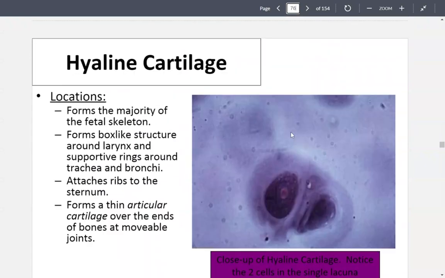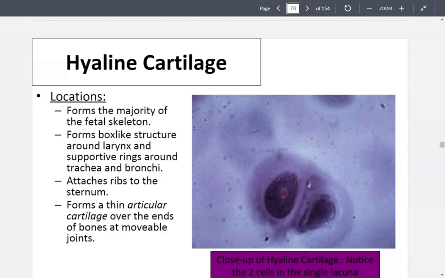And where do we find this? Hyaline cartilage is going to form the majority of the fetal skeleton. So when you are born, the vast majority of you is hyaline cartilage, which is why you're actually able to slip through the birth canal. If you are all bone, you wouldn't fit. You could not squish together enough to fit through.